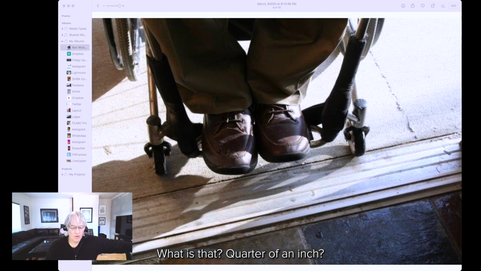What is that, about a quarter of an inch? It's not even a half inch, is it? It's a quarter of an inch, yeah, at the door threshold.